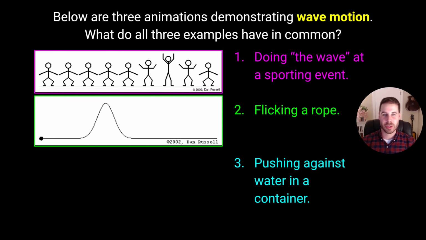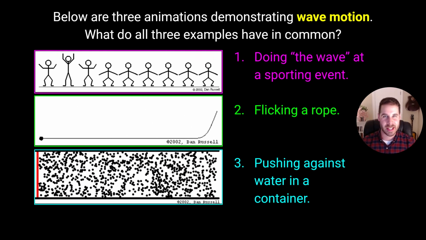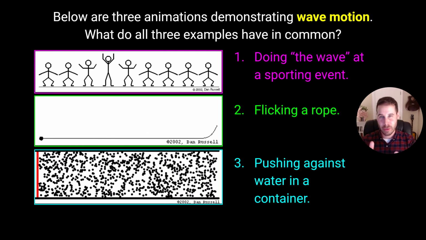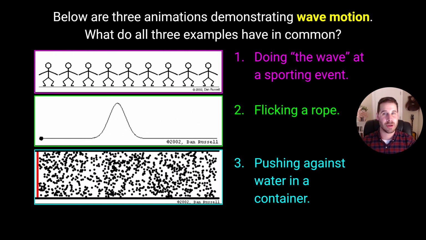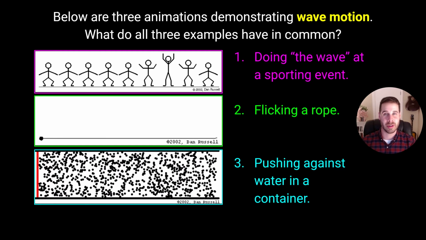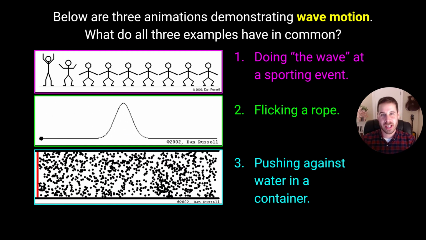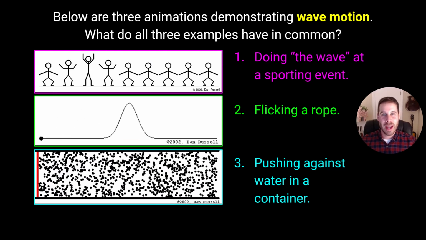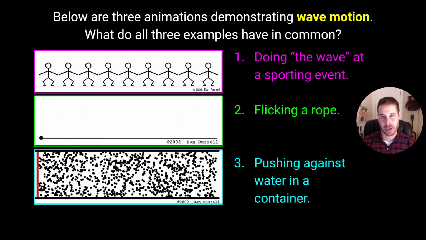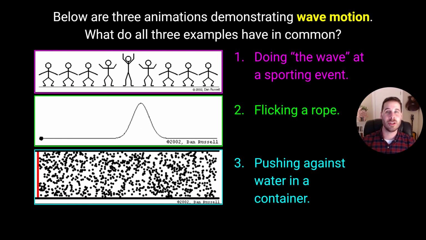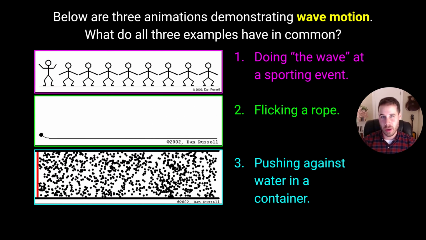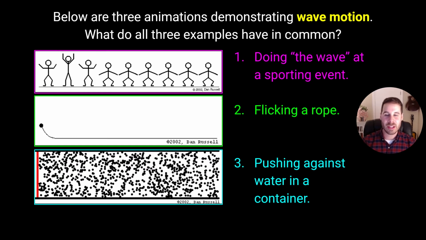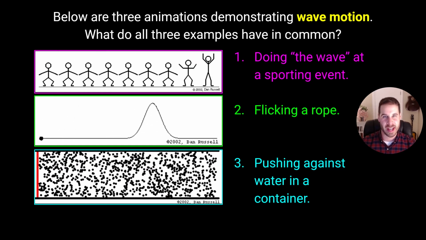And the last example is going to be pushing against water in a container. Now, in order to picture this one correctly, you'll have to imagine that you're looking from a top-down view into a container of water, like a bucket or a pool or anything like that. And then imagine that you stick something flat, like a sheet of metal or cardboard, into the water, and then you push that flat sheet forward. What you'll be doing is knocking into the water molecules, which will then knock into the next water molecules, which knock into the next water molecules, and you get this pattern where each molecule pushes the next one.